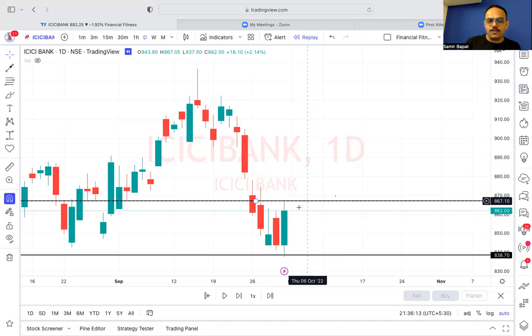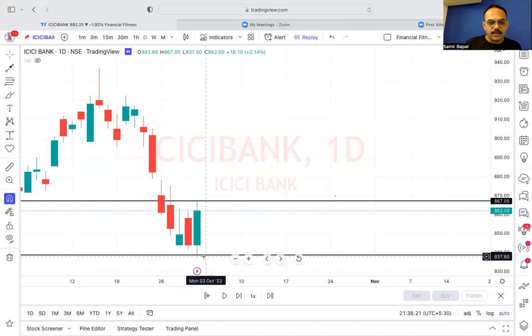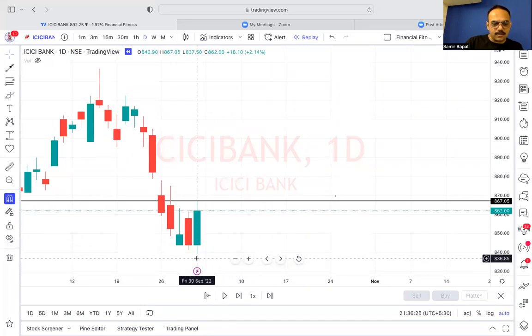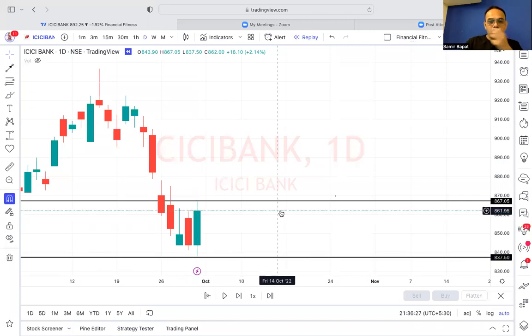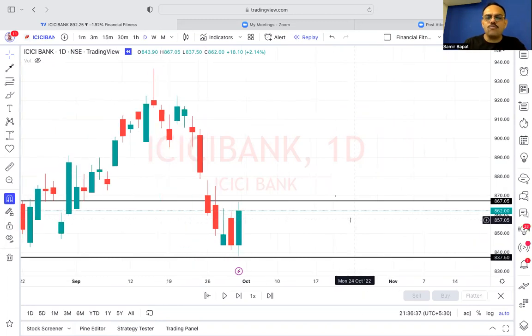What is the stop loss? Stop loss is the low of these two candles. So this is the, and just remove it and let's call it. Okay. So this 867 is the entry price. If it goes below 837, that means that bullish engulfing has failed. You have to take a loss and come out.